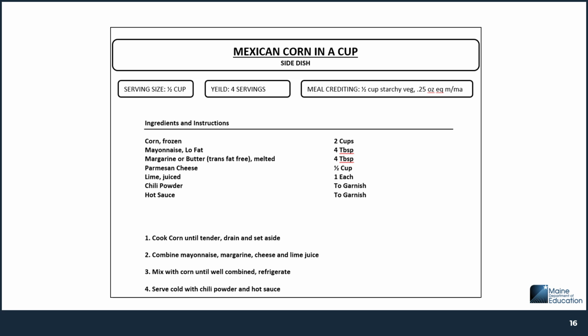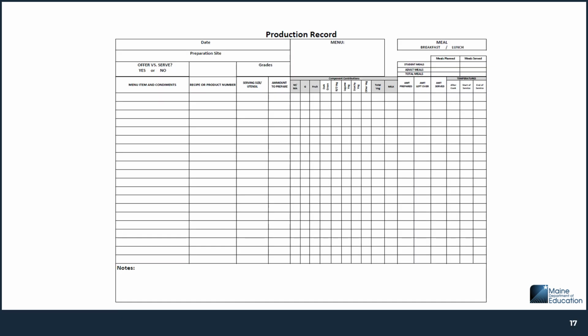The great thing now, you have all of this information on your standardized recipe, so when you go to fill out your production record, everything you need is right there. We have our blank production record. We have the title of our recipe, Mexican corn. I've given this the name of Veg 1 for the recipe. We know that our serving size is a half of a cup. And we know that a half a cup serving size will give us a half cup starchy veg and a 1/4 of an ounce equivalent of meat alternate.